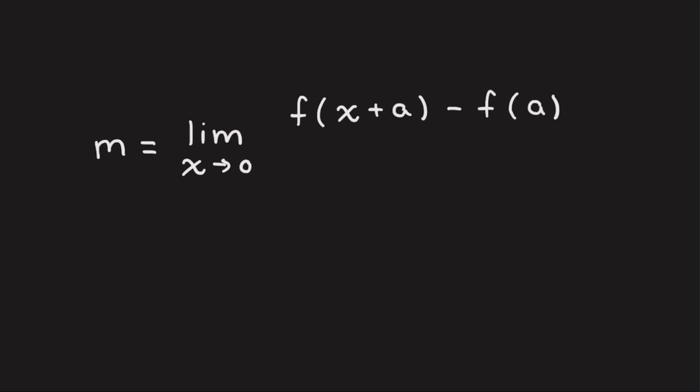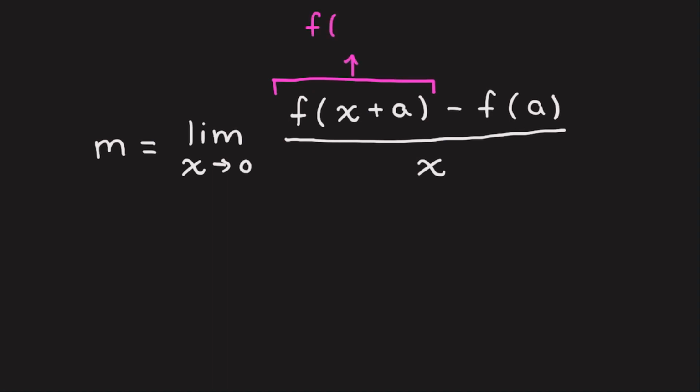There is actually a second limit definition, and that is m equals the limit as x approaches 0 of (f(x + a) - f(a)) all over x. This definition is a little bit more mathematically intuitive rather than graphically intuitive. So this first term here, f(x + a), as x goes to 0, approaches f(a). That means that it's getting closer and closer to our original point. The denominator, or the change in x value, is also approaching 0.